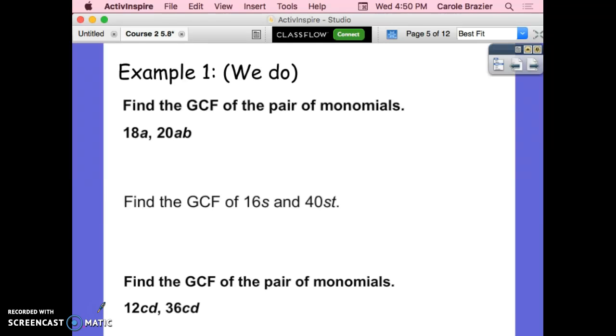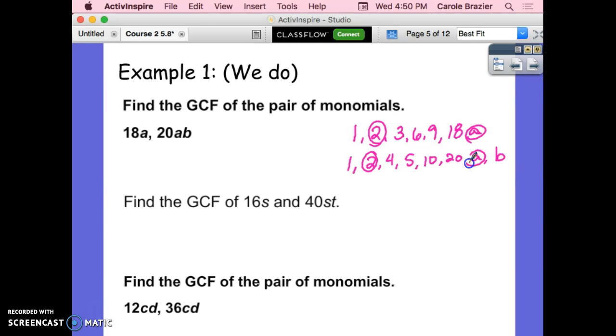Welcome back. For the first one, for the factors of 18a, you should have had 1, 2, 3, 6, 9, 18, and then a. For the factors of 20ab, you should have had 1, 2, 4, 5, 10, 20, a, and b. So everything that they share, the biggest number that they share is 2, and the only letter that they share is a. So my answer is going to be 2a.